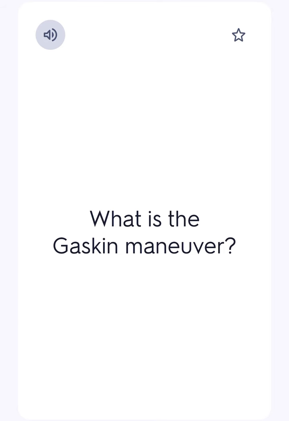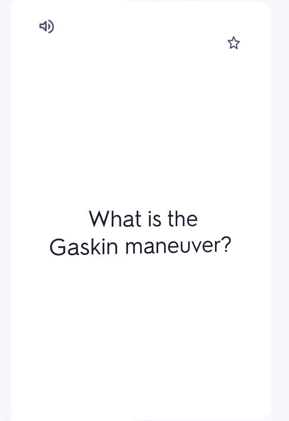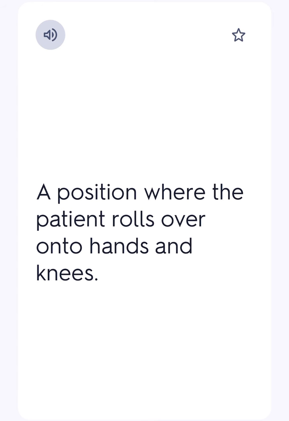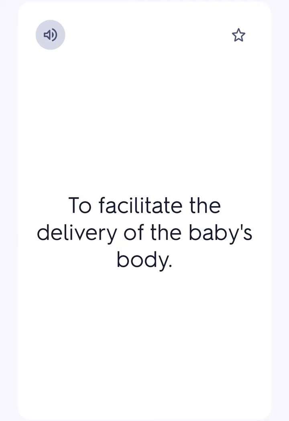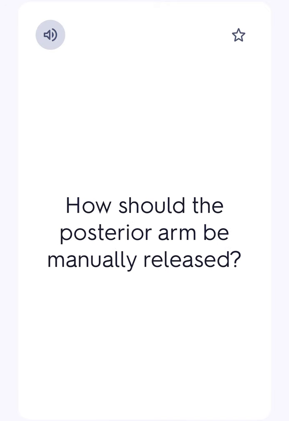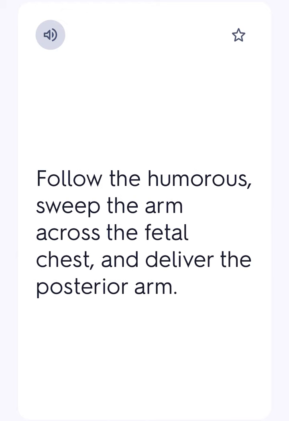What is the Gaskin maneuver? A position where the patient rolls over onto hands and knees. What is the purpose of applying upward lateral flexion of the baby's head during the Gaskin maneuver? To facilitate the delivery of the baby's body. How should the posterior arm be manually released? Follow the humerus, sweep the arm across the fetal chest, and deliver the posterior arm.